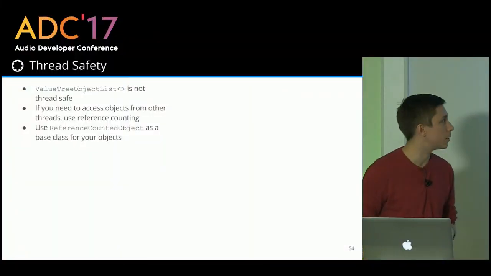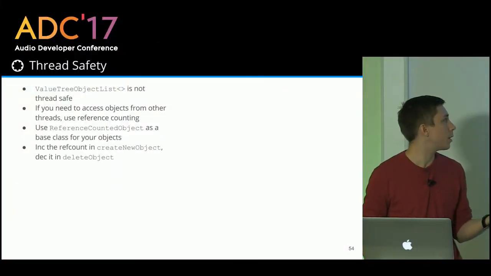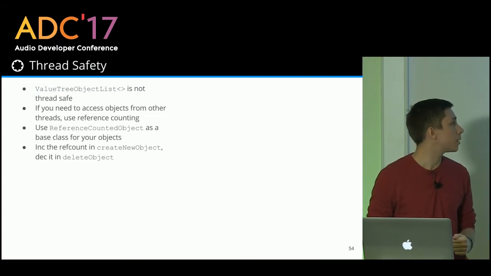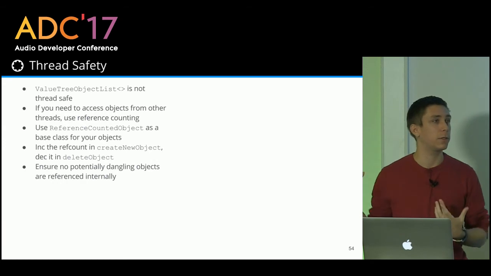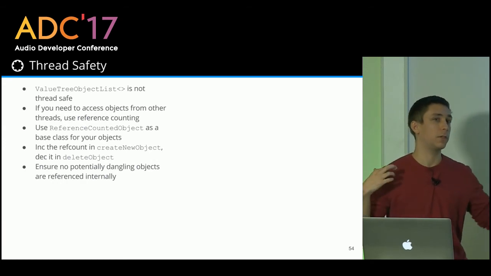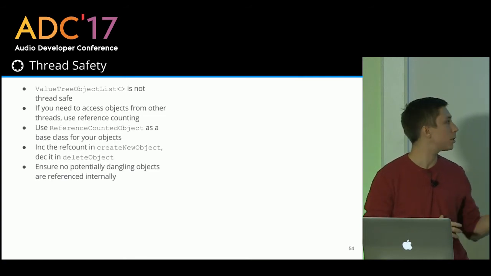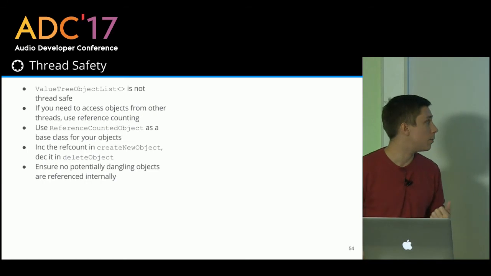So a neat trick is if you inherit from reference counted object in your objects that are being managed, so our clip could inherit from reference counted object, then we can increment the reference count in our create new object and decrement it in delete object, and then anything else that has a reference to that clip is going to keep it alive as long as it's got a reference counted pointer to it. So that means the clip could be removed or the track deleted, and if something else is referencing it, then it's going to keep it alive.